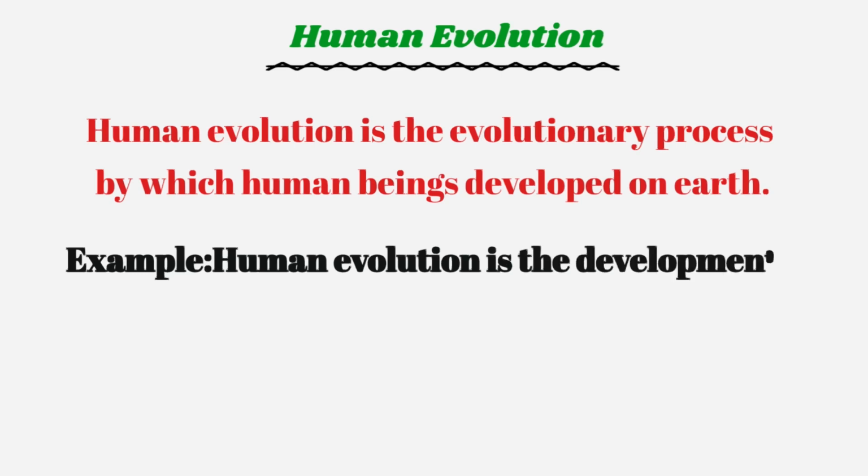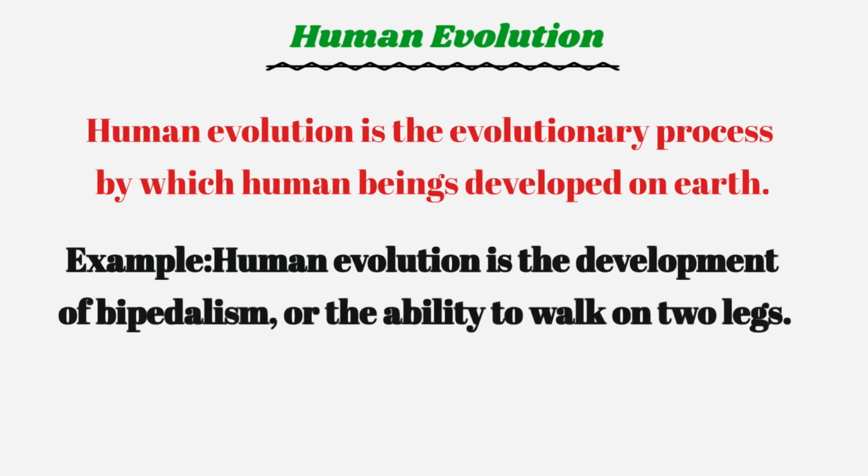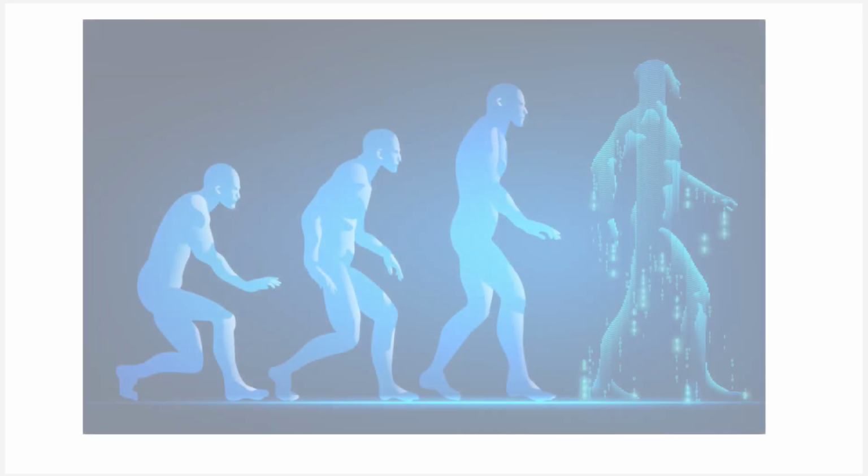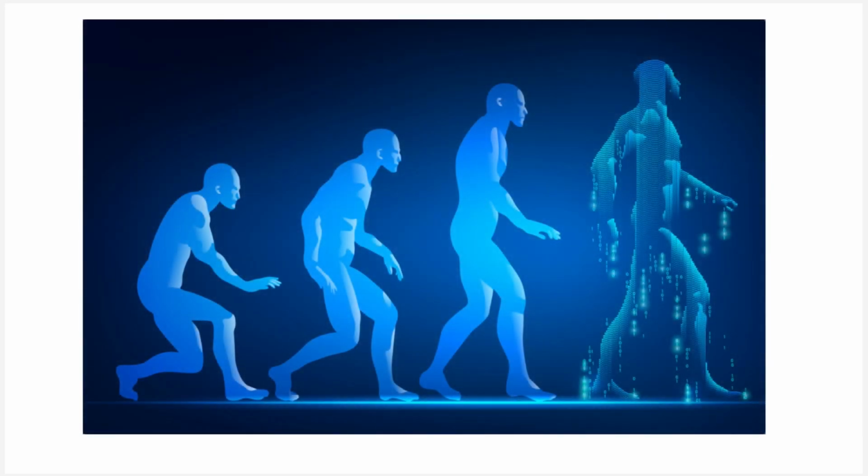Talking about an example, human evolution is the development of bipedalism, or the ability to walk on two legs. I know you must be wondering whether we come from the family of monkeys, as they can also walk on two legs like we do. You can see the stages of evolution, human evolution specifically, in the diagram given below.